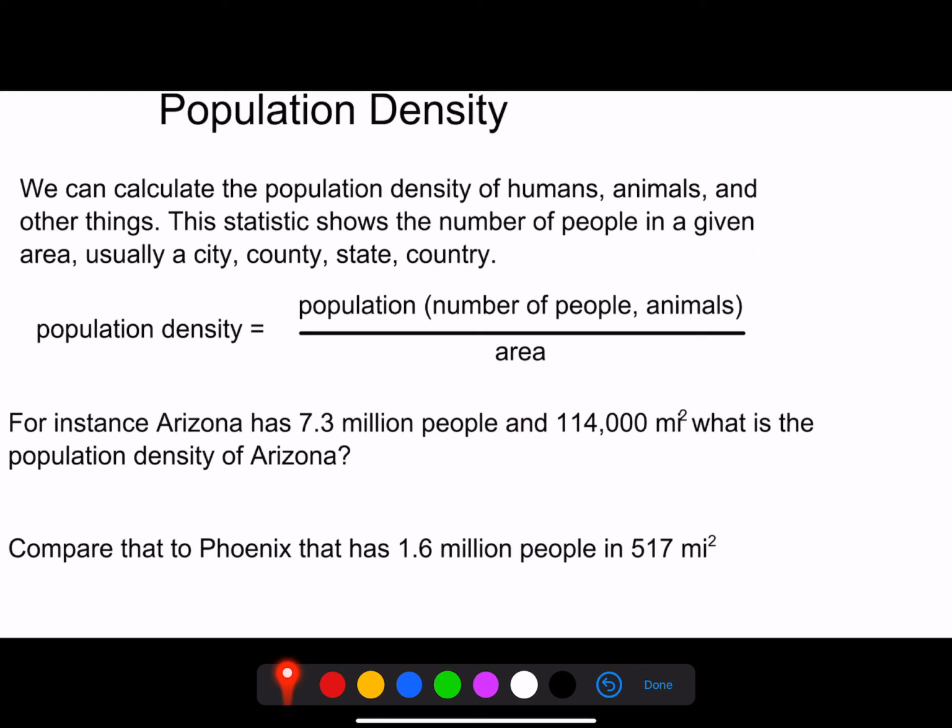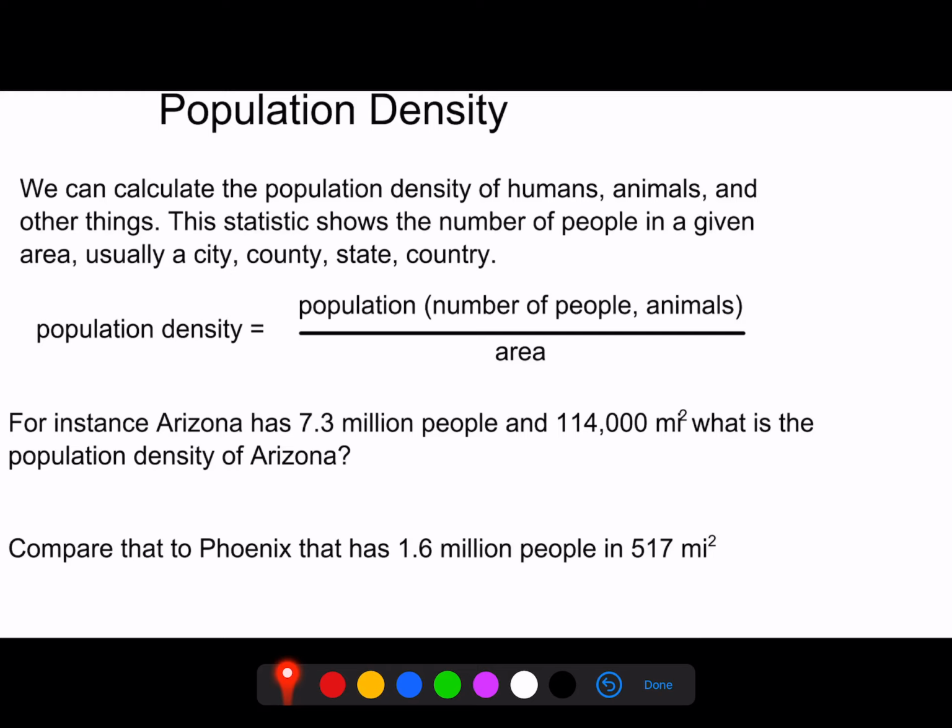All right, this is the last thing that we'll be covering today, population density. We can calculate the population density of humans, animals, and other things. This statistic shows the number of people in a given area, usually a city, country, county, or state. So, extremely useful to know how many people are congested in a single area. And that's really useful in things such as what we're going through right now, knowing how many people are in an area and the infection rate of that. So population density does have some significant importance to us, just knowing where people are at, where people are clustered, where they gather, and how many people are actually there.